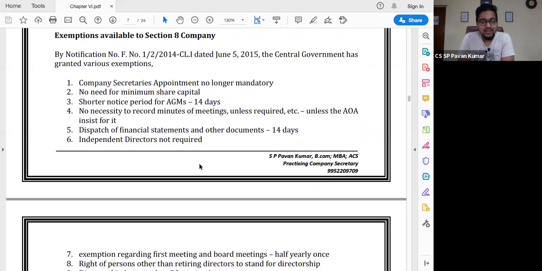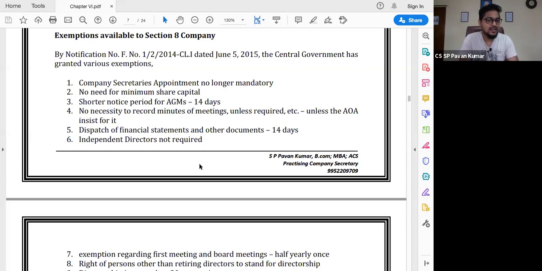and they need not have any minimum share capital. Normally, if I'm going to call for a meeting, I have to issue 21 clear days notice. However, for a Section 8 company, it is only 14 days, and no necessary records like minutes book maintenance and register maintenance are mandatory. So a Section 8 company need not maintain board minutes or shareholder meeting minutes. And since it is 21 clear days, even the financials which have to be circulated 21 days before have been cut short to 14 days.